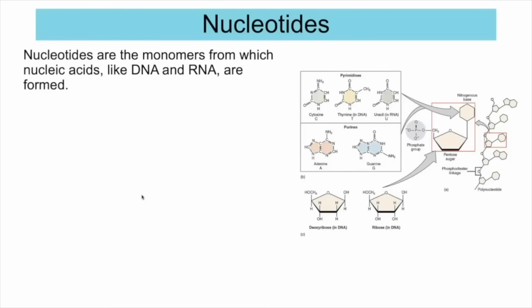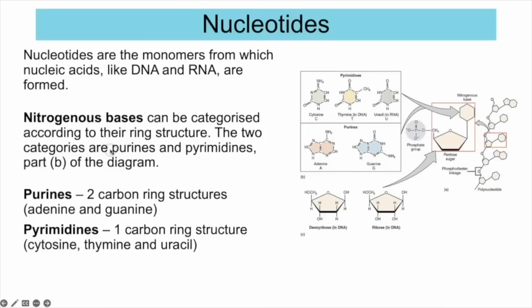Next, move on to nucleotides and nucleic acids. So first of all, nucleotides are the monomers from which nucleic acids such as DNA and RNA are formed. And those nucleic acids contain nitrogenous bases, which can be categorized according to their structure, how many rings they have. So a purine has 2 carbon rings, and that would be adenine and guanine. As we can see here in the diagram, we've got the first ring and then the second ring. Whereas pyrimidines, those are nitrogenous bases which only contain 1 ring within their structure. And that would be cytosine and thymine in DNA, and uracil for RNA.